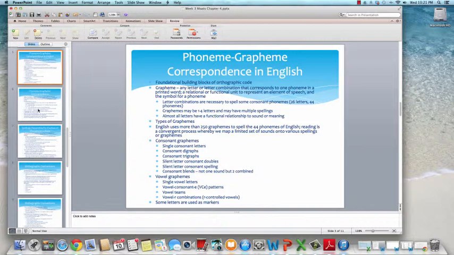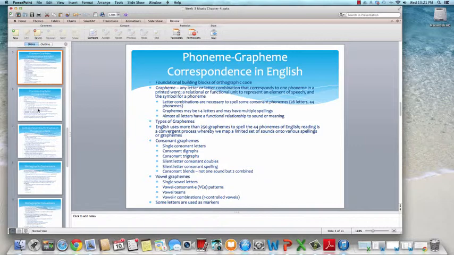But reading's not just a memorization of the sound to the graphemes. It's a convergent process whereby we map, and that's important to remember, you're mapping pathways in the brain. It's a limited set of sounds onto various spellings or graphemes.